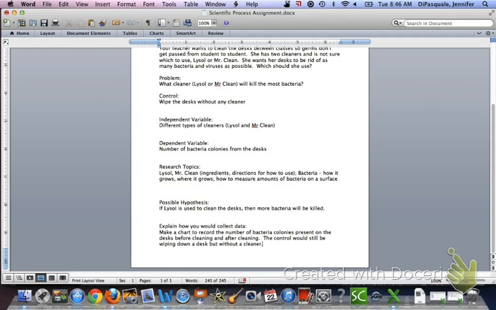And you should have something that's similar to this. If you don't have something that's exactly the same, as long as it's along the same lines, then you're on the right track.